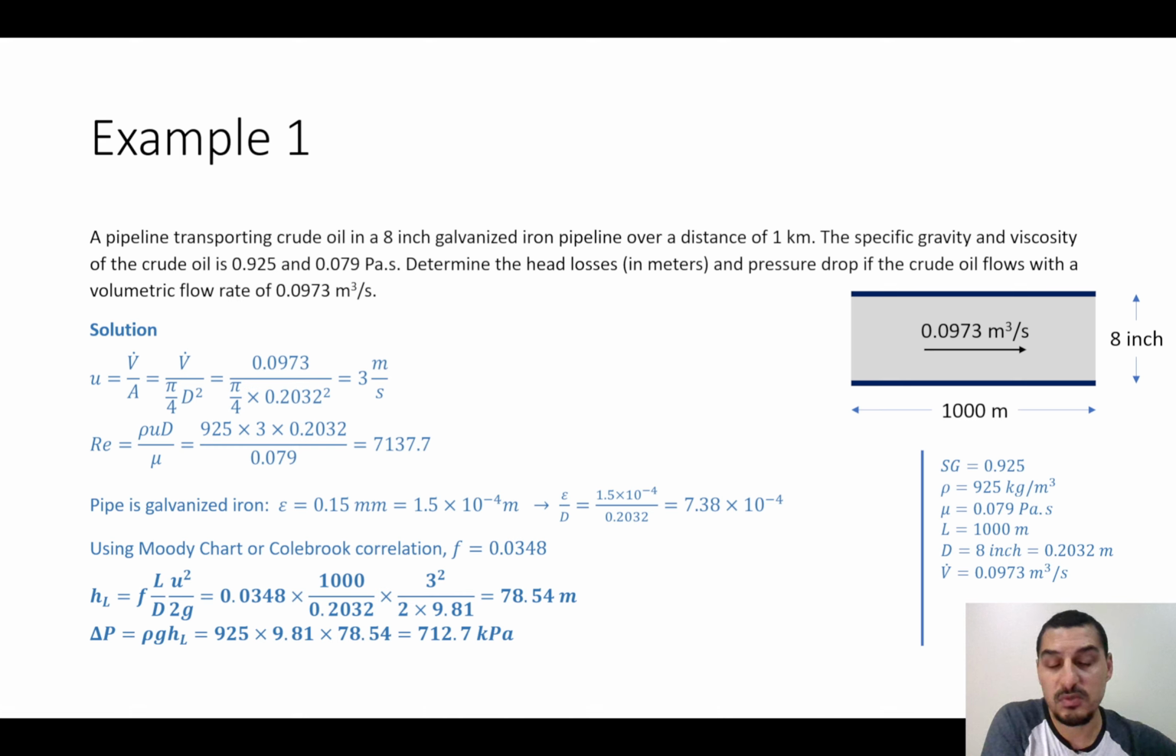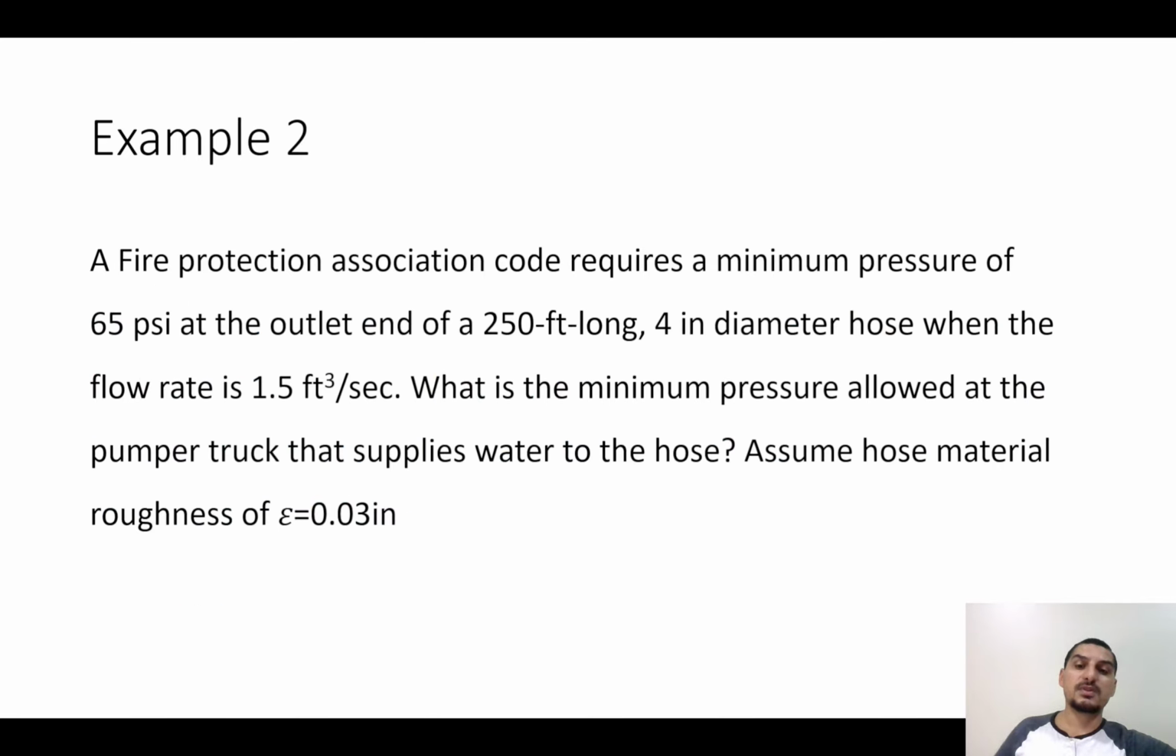There is no turbine, there is no pump, so it's going to be only delta P over rho G equals HL. So that's why delta P equals rho G HL. So this is the pressure drop due to the head losses. So this is the first problem.